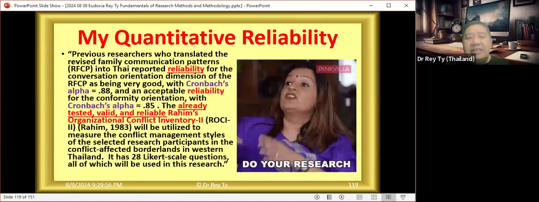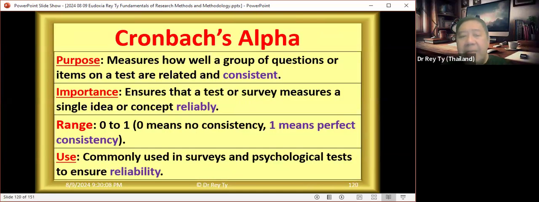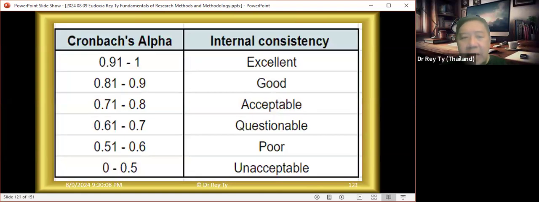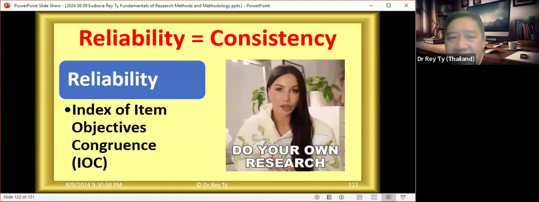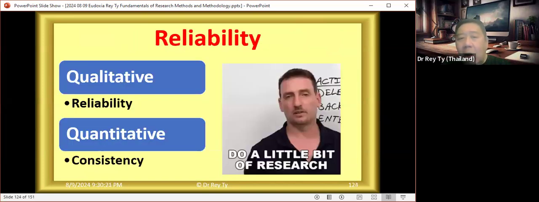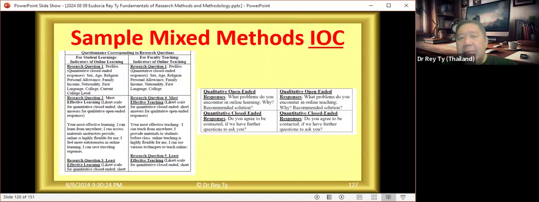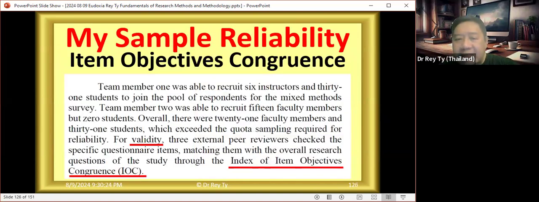Reliability is: is what you said really consistent throughout the paper? Okay. In my paper, we did a Cronbach's alpha of 0.85, which is not bad on the scale. So we'll not go there. And to show that your paper is consistent, you have to do triangulation, member check, peer debriefing, and also, let me see. Yeah, it's called item objectives congruence.